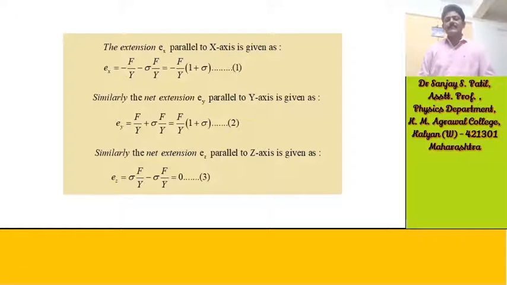Similarly, the net extension Ey parallel to y-axis is given as Ey equal to capital F divided by Y plus sigma into capital F divided by Y, which is equal to capital F divided by Y into bracket 1 plus sigma. This is equation 2. Similarly, the net extension Ez parallel to z-axis: there is no force acting parallel to z-axis, so there is no extension, and Ez is equal to 0. This is equation 3.